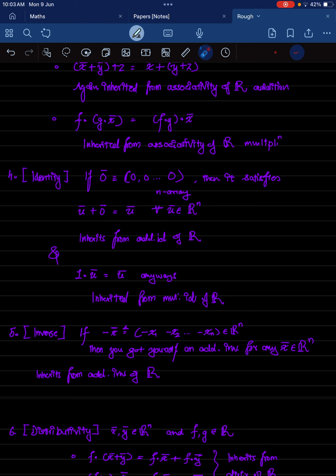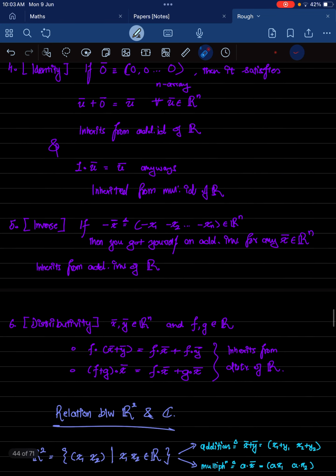Similarly, 1 times u is u. I mean, this is also simple to look at. So 1 is the multiplicative identity from the set of real numbers, and if you multiply that as a scalar with a vector u from Rn, it will result in the same thing.